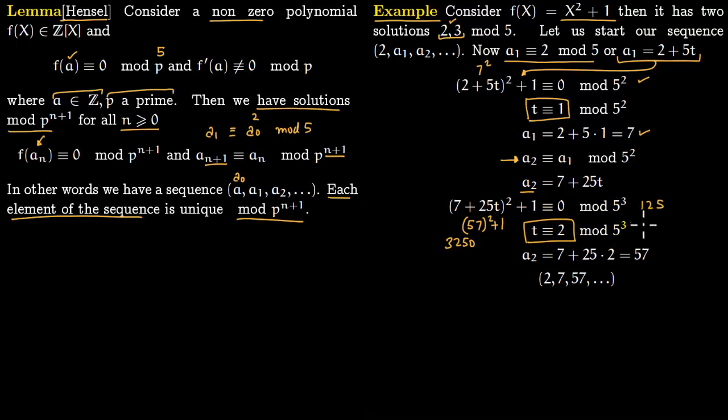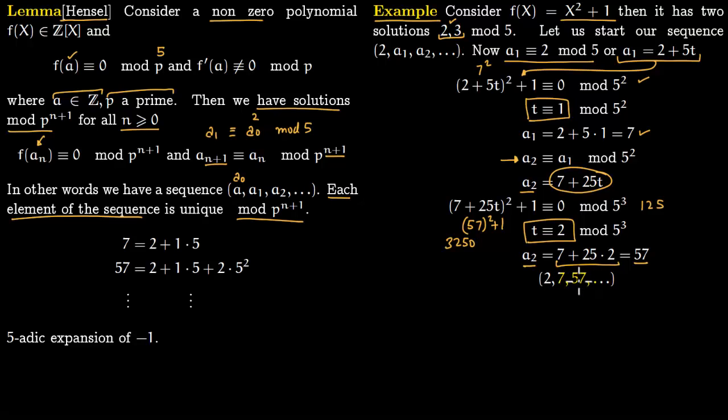So t equals 2 works nicely for us. Therefore you can get a2 here. Now you have this thing you carry right here, and instead of t you put in 2, you get 57. So we have the sequence a0, a1, a2 and so on is 2, 7, 57. So we can rewrite it in this form.